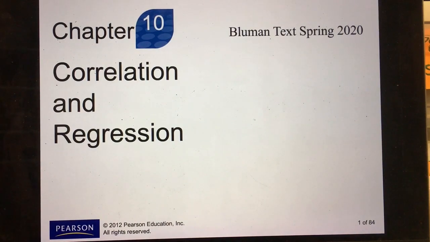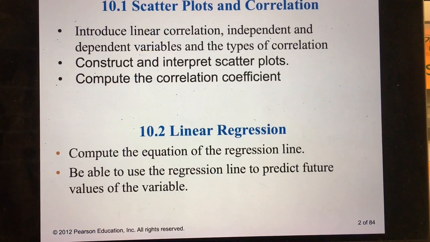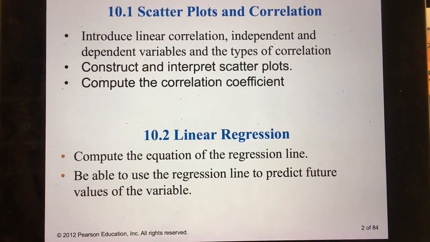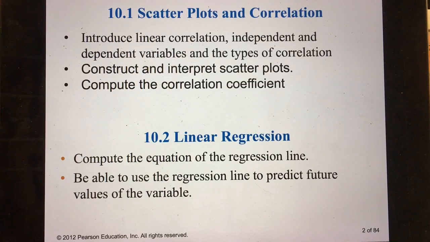Okay, so the nice thing about this PowerPoint, there's only 52 slides, so it shouldn't take us an incredible amount of time. So I'm just going to start, and we're going to go through the whole thing in one sitting. So here we're talking about 10.1 and 10.2. So this is an overview of both of these.